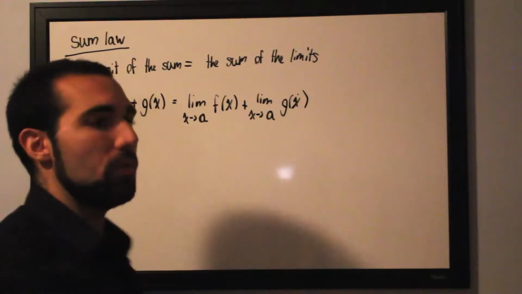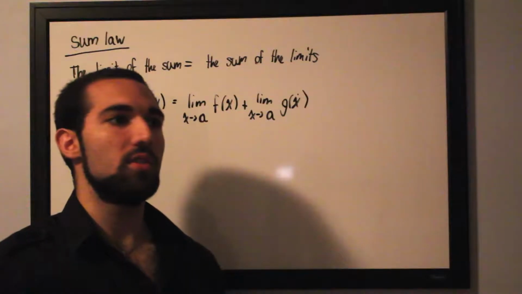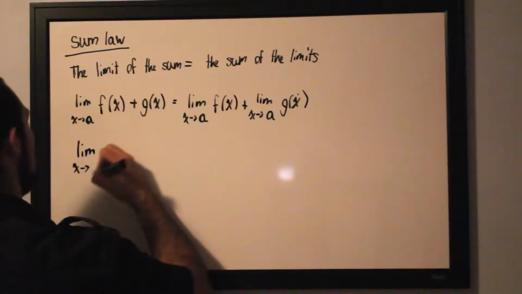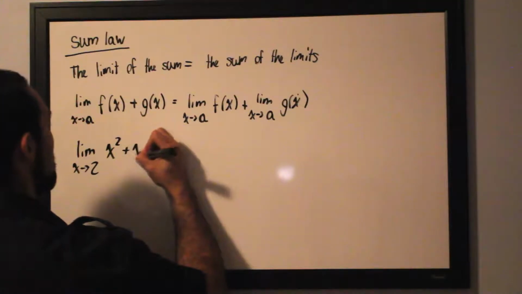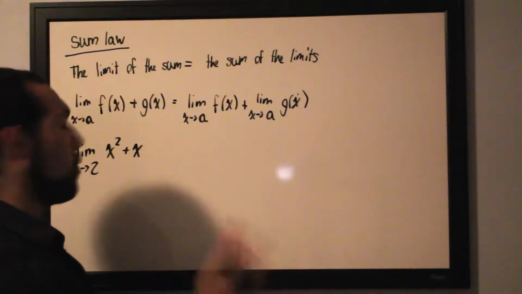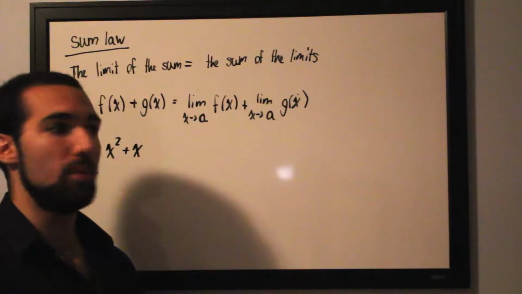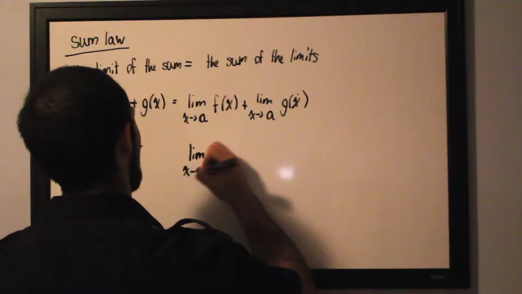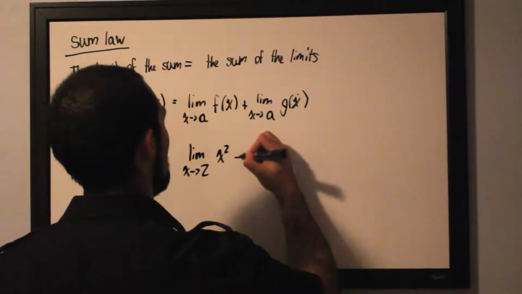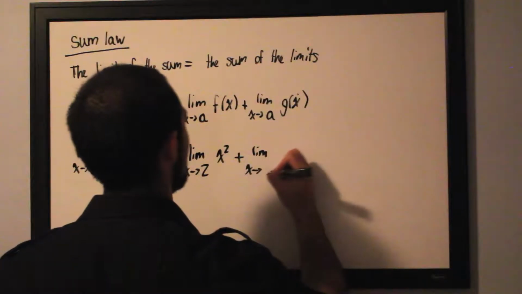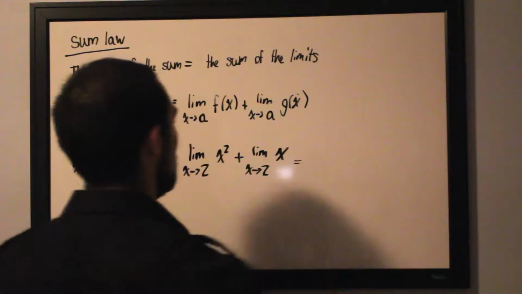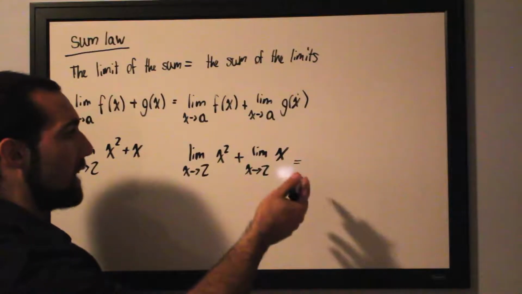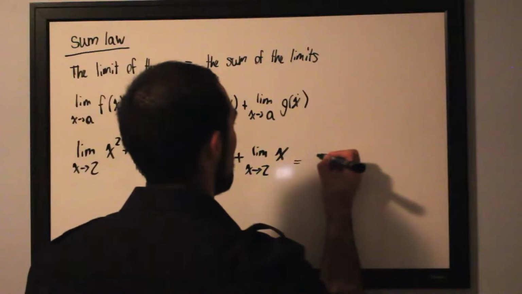If we wanted to take an example of this, imagine the function x squared plus x. We want to evaluate the limit as x approaches 2 for x squared plus x. We can simply split this up: the limit as x approaches 2 for x squared plus the limit as x approaches 2 for x. The limit as x approaches 2 for x squared is going to be 4, just plug it in, and the limit as x approaches 2 for x is just going to be 2. So 4 plus 2, our limit is going to be equal to 6.